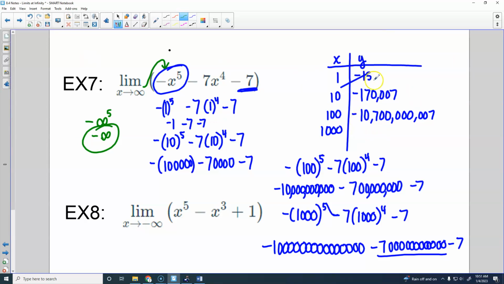This is an option for you on the table. If you have trouble with this, even if it's on the calculator inactive, you could do a table by hand. It just takes a while, right? But you could do a table by hand, plugging numbers in to see what happens.